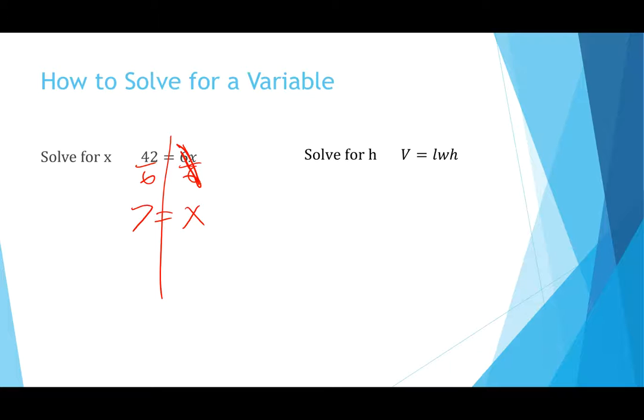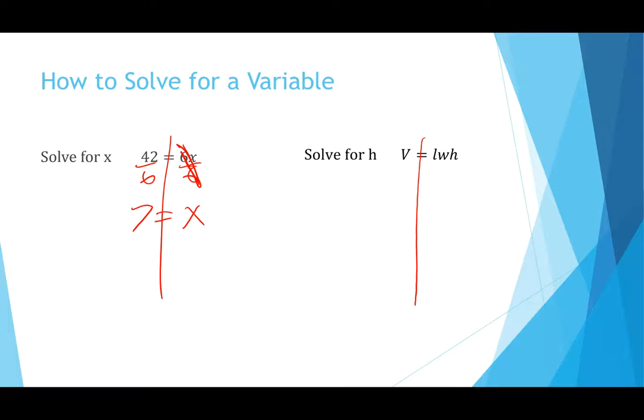We have our answer. Now, the one on the right, the one with all the letters, this is volume equals length times width times height. Now, we're going to solve for h. So my goal is to get the h by itself. Therefore, to do that, I have to move the LW. If the LW is gone, then the h will be by itself.